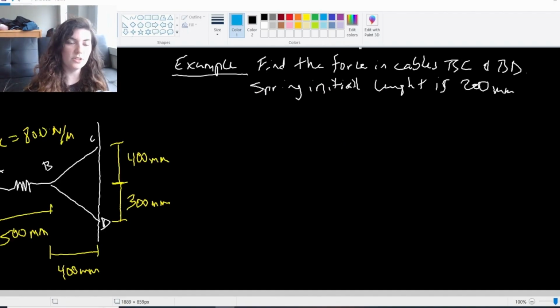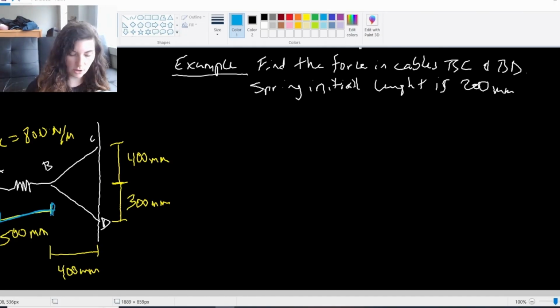So in this example, we're going to be looking at a spring. And at first, it doesn't look like we're given much information at all. All it wants us to do is find the force in cables BC and BD, but we're not actually given any forces to begin with. So what we are given is the initial length of the spring, the K value of the spring, and then this value here is the stretched out value of the spring.